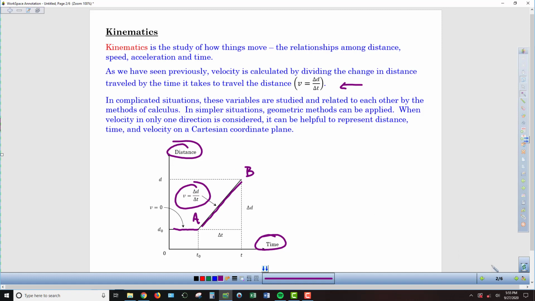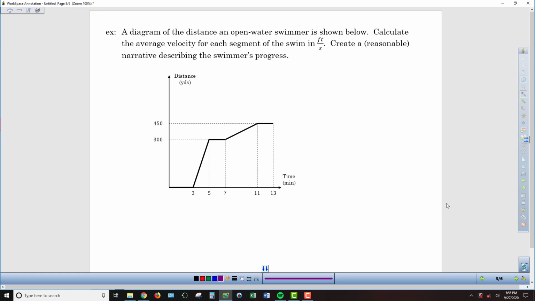And so if we move forward to the next slide, we can see a diagram that's keeping track of an open water swimmer. So the distance is being kept track of in yards, and then time is being kept track in minutes. And so we're going to find the velocity at which the swimmer is moving in feet per second. So we are going to have a little dimensional analysis that we've got to do. And so we've got 1, 2, 3, 4, 5 separate segments for which we're going to calculate those average velocities.